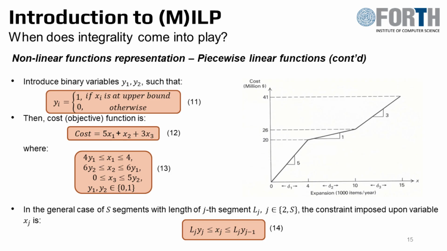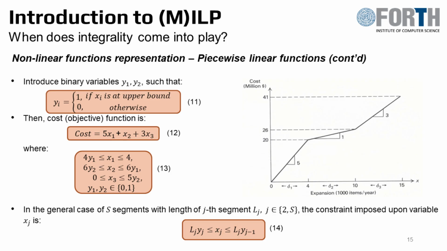Next, the continuous variables and binary variables are linked through the constraints given in equation 13. Those constraints ensure the following structure. The first segment can be used up to its maximum length. The second segment can only be used if the first segment is fully utilized. The third segment can only be used if the second segment is fully utilized. The binary variables y1 and y2 take values in the set {0, 1}, and they control the activation of the segments.